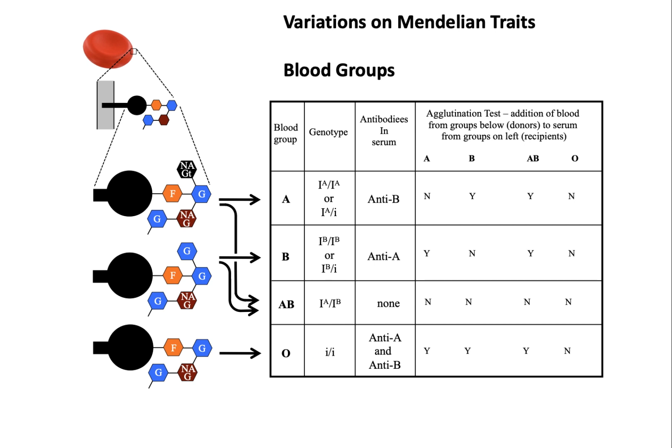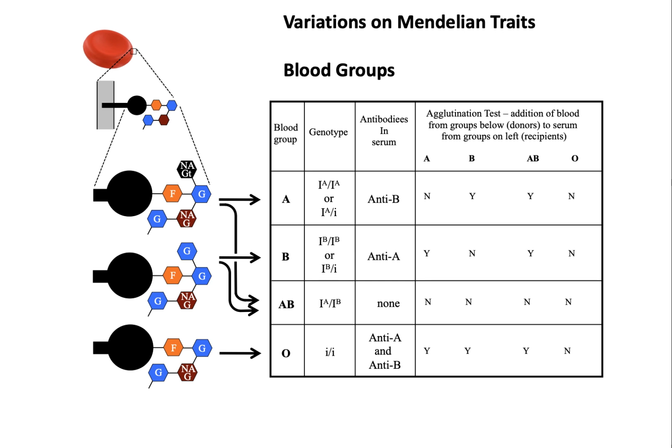Individuals that are homozygous for the A locus, or they have an A allele and on the other chromosome there's nothing, they're hemizygous, they make antibodies to B. Those that are homozygous for B or hemizygous for B make anti-A. Those that are heterozygous for A, B, make no antibody to A or B. And those that are O are homozygous for no allele at that site, and they make both anti-A and anti-B.